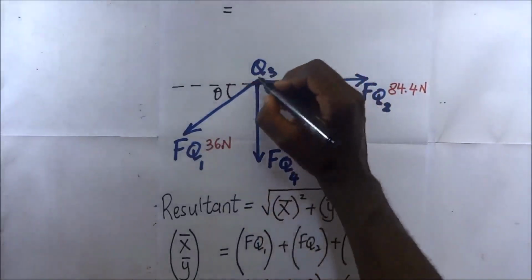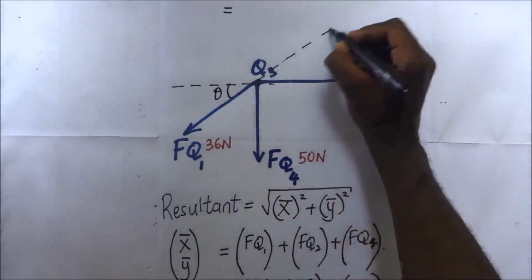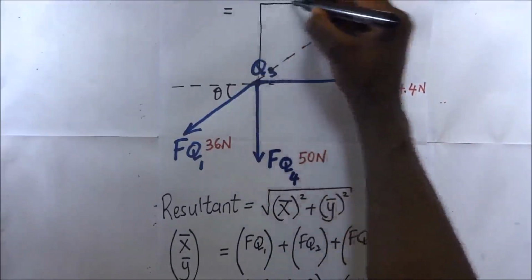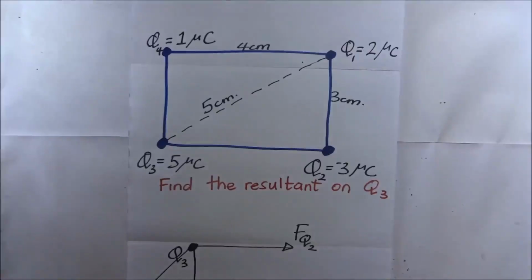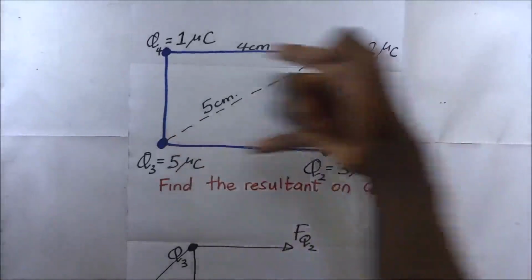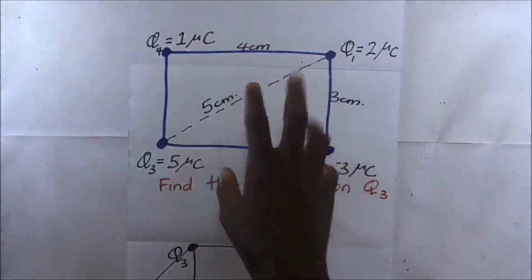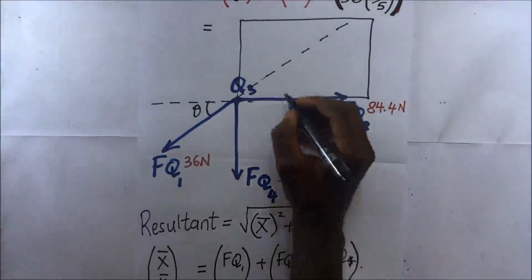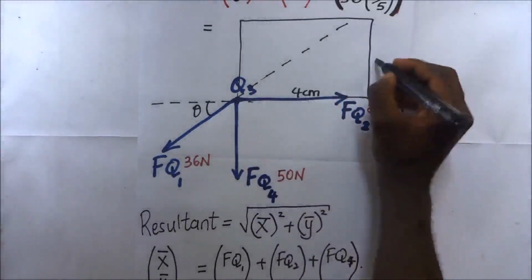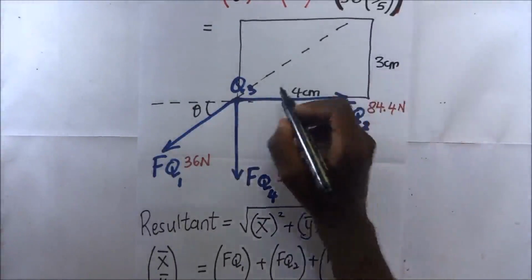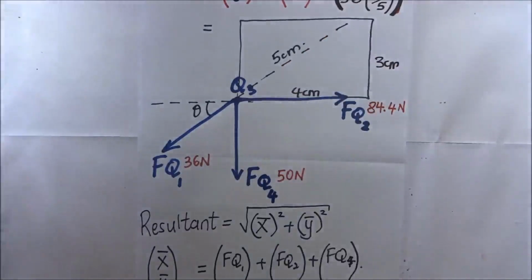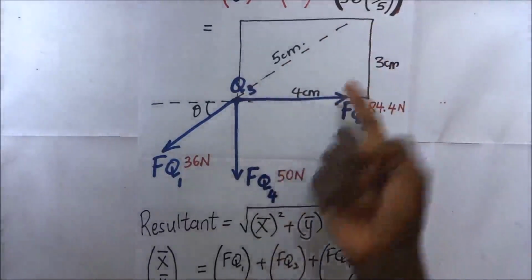And this point Q, remember, is at a certain point in our square, as per our question. According to our question, this is 4 centimeters, this is 5 centimeters, this is 3, that is 3 centimeters. So let's transfer this information down here. Here is 4 centimeters, right here is 3 centimeters, so meaning this is 5 centimeters. According to Pythagoras theorem, this is 5 centimeters, the diagonal.